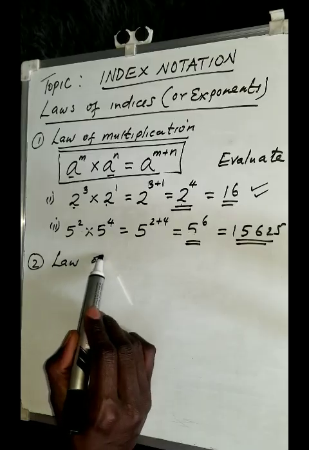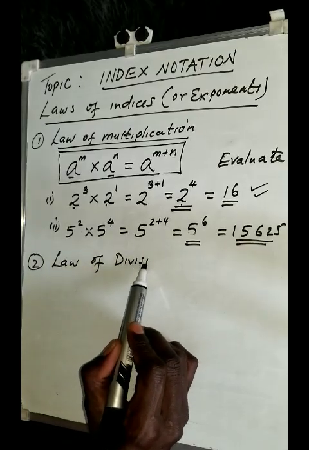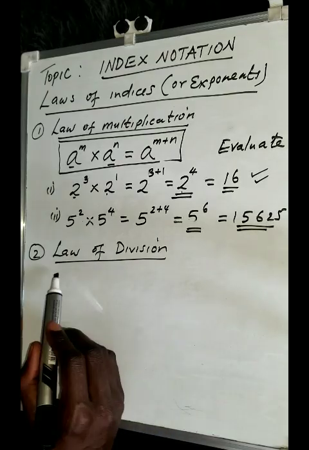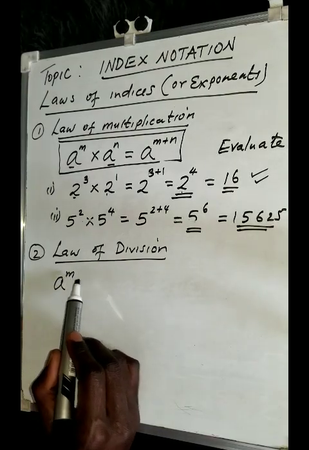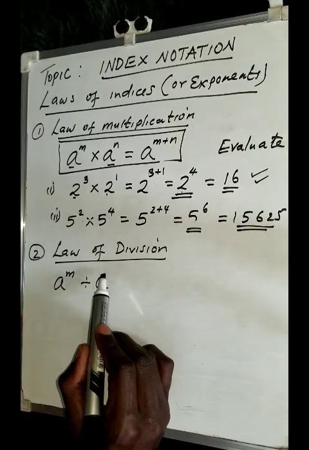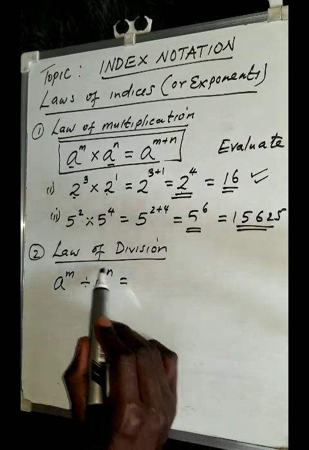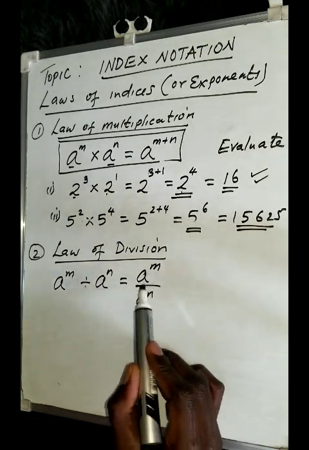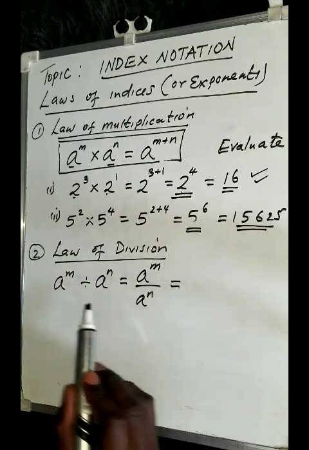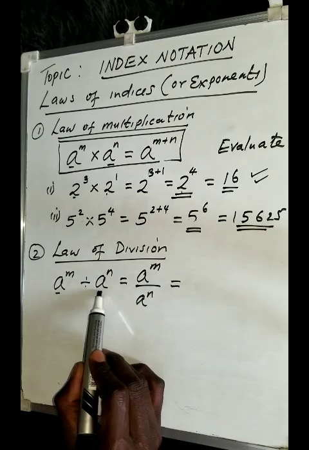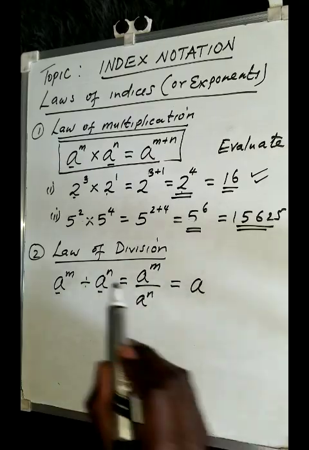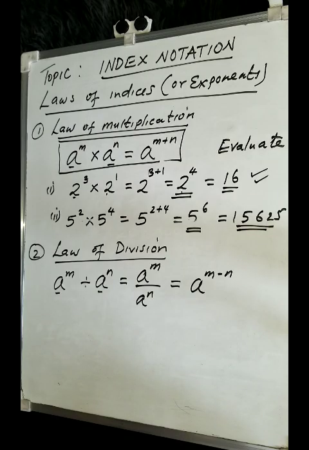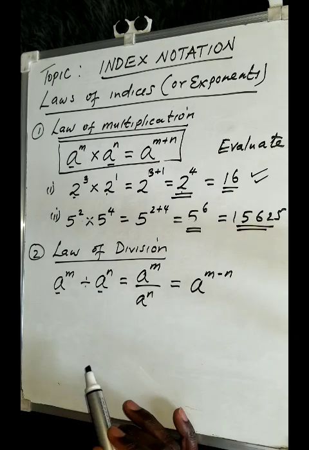We call it the law of division, when you are dividing. According to the law of division, if you have a raised to the power m divided by a raised to the power n, remember, this can also be written as a raised to the power m over a raised to the power n. So this is the same as writing it like that. If you are dividing and the bases are the same, you just take the base, then you subtract the powers, so it will be m minus n. That's the simplest that you can ever do.